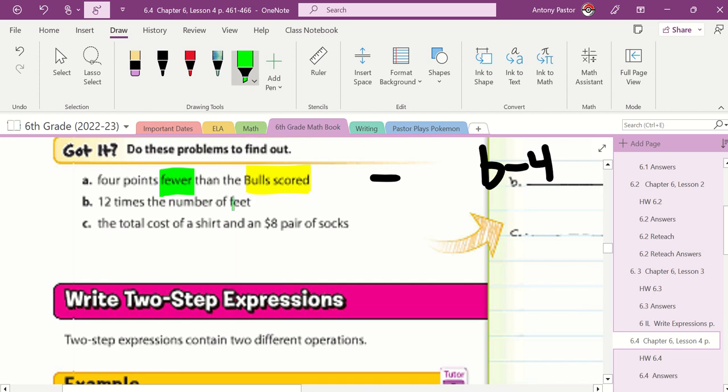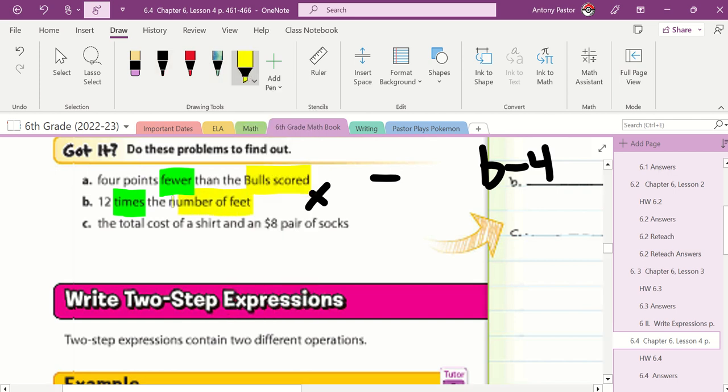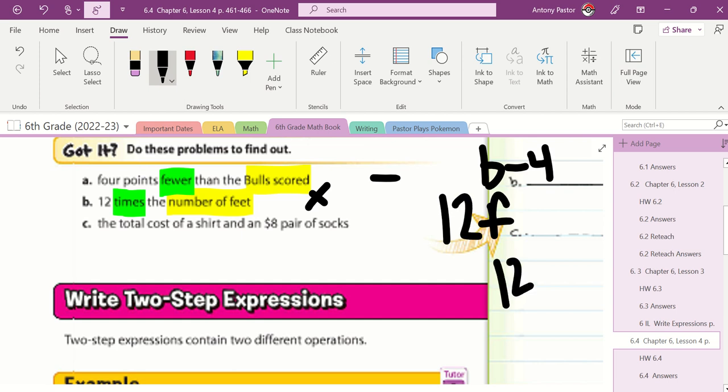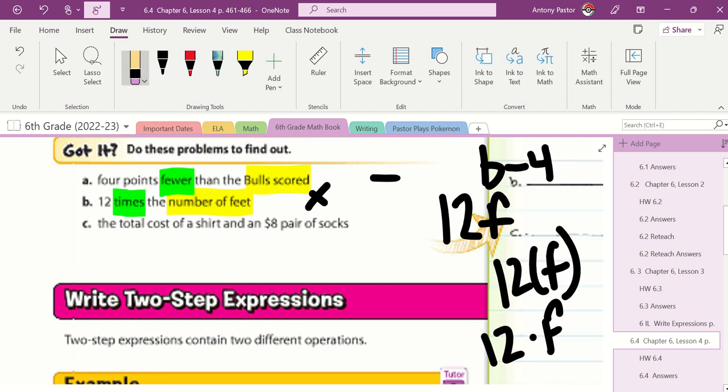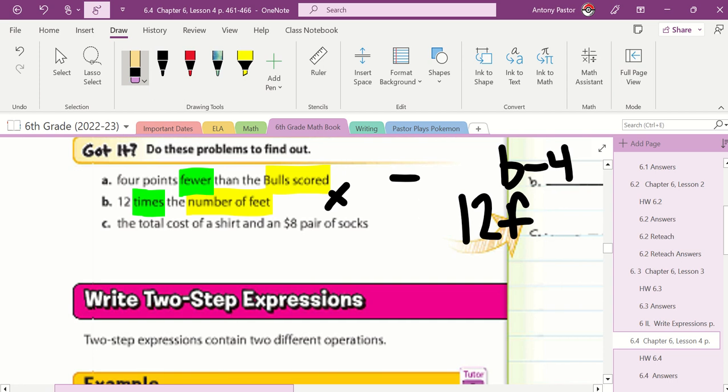Second one, 12 times the number of feet. Times, meaning we are going to be using multiplication. The unknown that we don't know is the number of feet. 12 times the number of feet, we can use F to represent feet. And 12 times it would just become 12F, or 12 parentheses F, or 12 with a dot F. Either one of these would be fine. You didn't have to use F for feet. You could have used M for measurement. You could have just used X if you feel more comfortable using X as a variable. It's up to you.